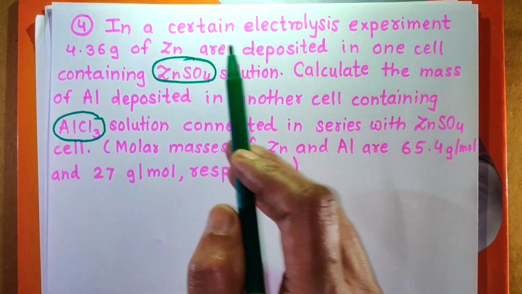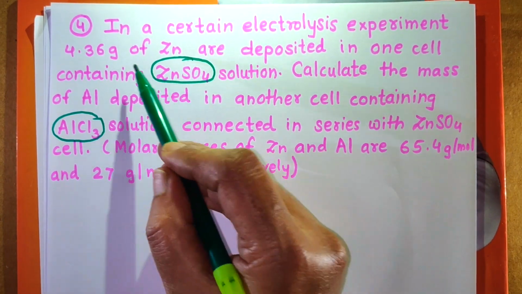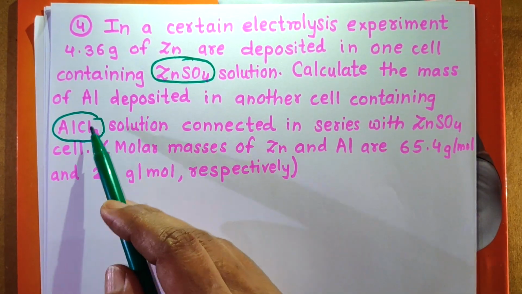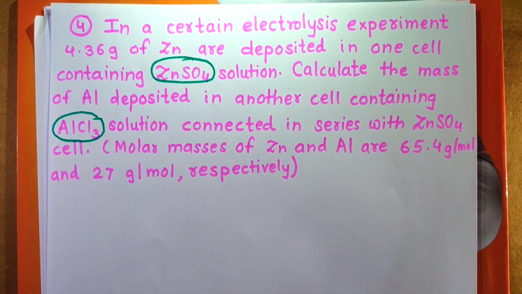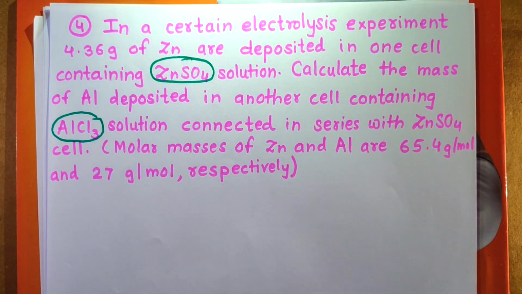4.36 gram of Zn is deposited in one cell, that is, the mass of Zn is given to you. And what is asked? What is the mass of Al deposited in the AlCl3 solution? Molar mass of Zn and Al are given to you.